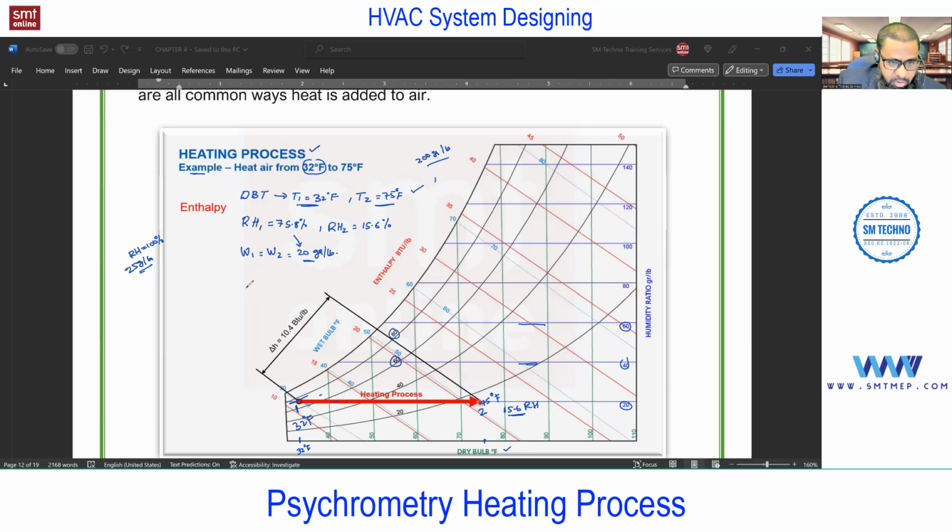Now if you talk about the enthalpy, the heat, you see H1 at this point, and you see these red color numbers represent the enthalpy. So H1, if you check with the psychrometric software, is 11.6, and H2 I'm getting as say 22 BTU per pound. And delta H is what?